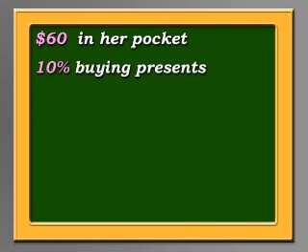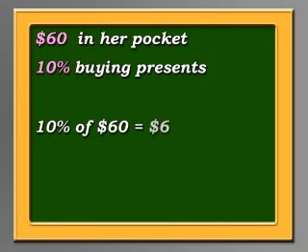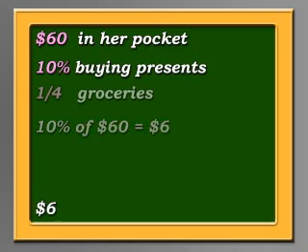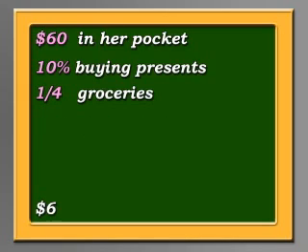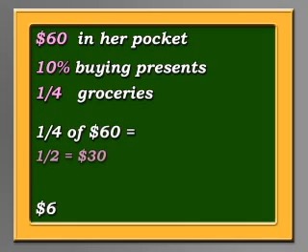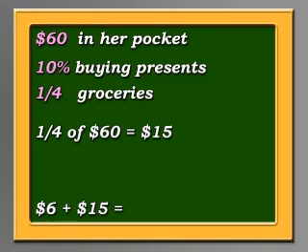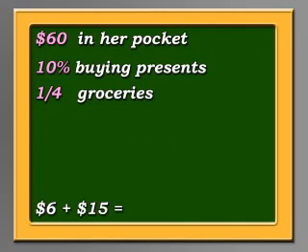She spent 10% of her original money buying presents. Well, 10% of 60 is how much? That's right, $6. She spent a quarter of her money on groceries. What's a quarter of 60? Well, a half is 30, so a quarter is 15. So she spent $15 on groceries and $6 on her grandchildren. How much is that? $21.